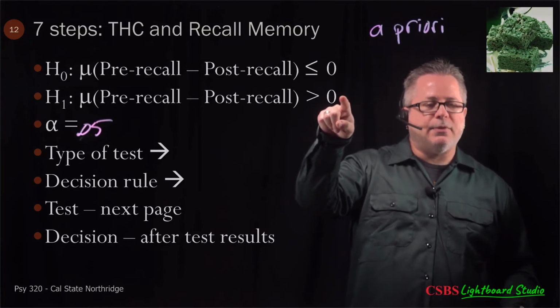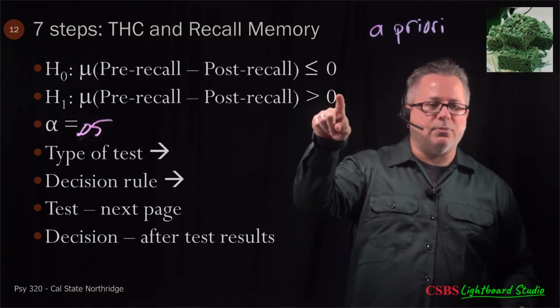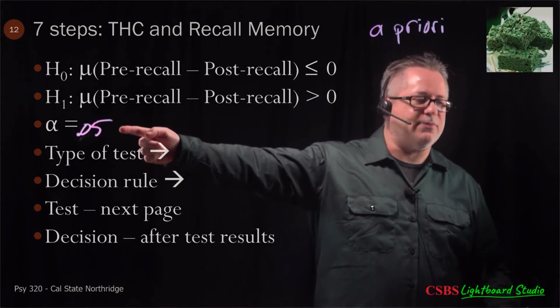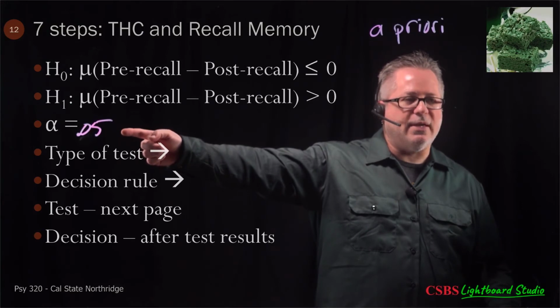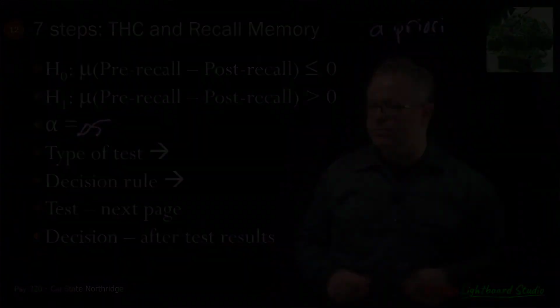Right? So when we say unusual, well, what do we mean by unusual? Well, it means it has to have a less than 5% chance of occurring all by itself. And if it has a less than 5% chance of occurring by itself, then that's fairly unusual.